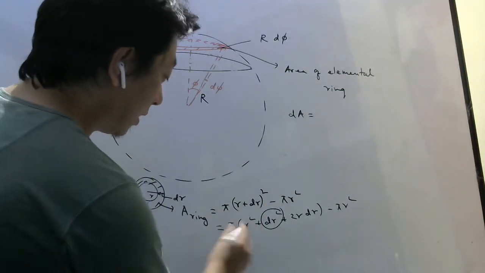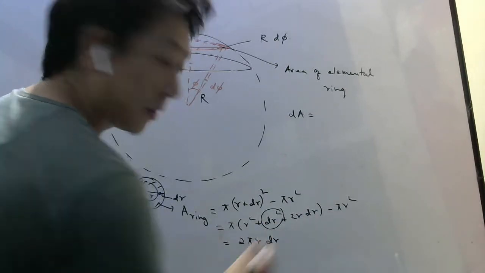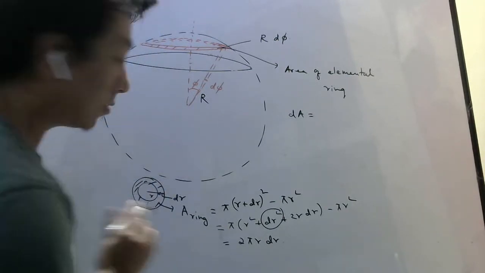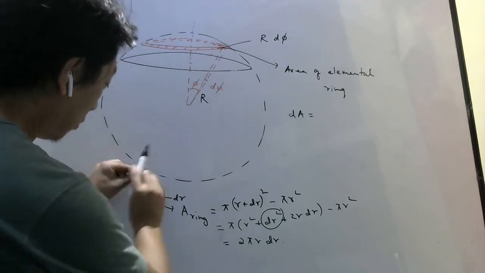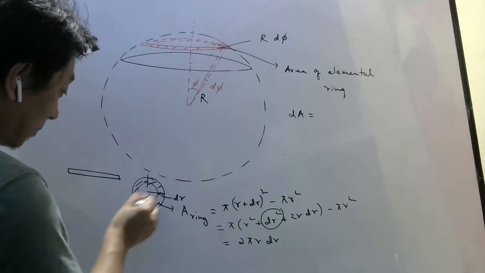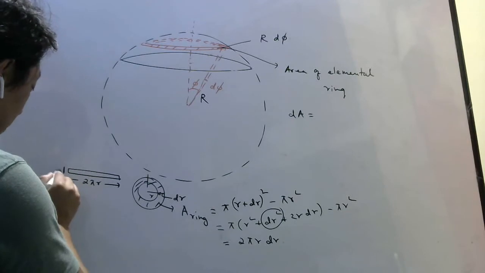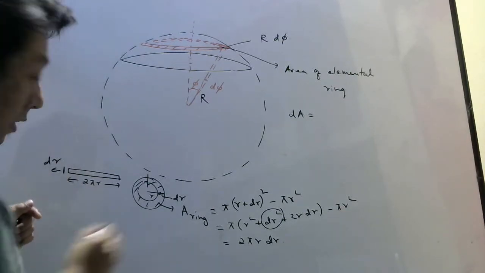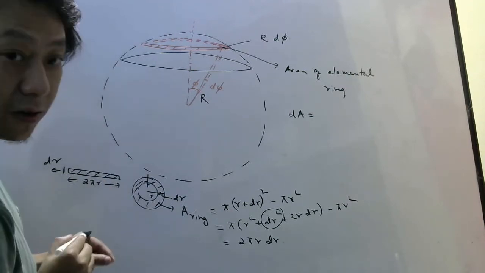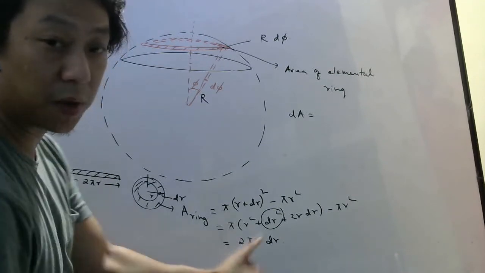So what will be the area? 2 pi r into dr. Basically it is the length of this into thickness. If you cut here and open it, it will be approximately a rectangle, right? And this part is the circumference, so this length will be 2 pi r, and this thickness will be dr. So if you cut this and open, this ring will become like this rectangle. Understanding or not? So the area of that will be length into breadth, which is 2 pi r into dr.